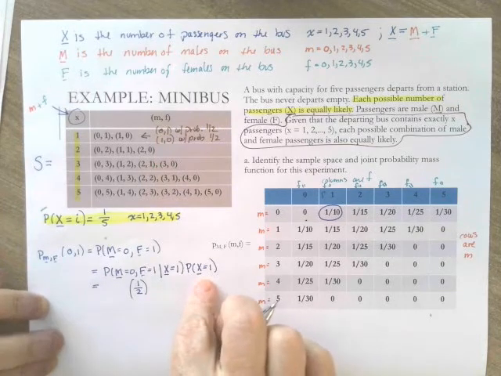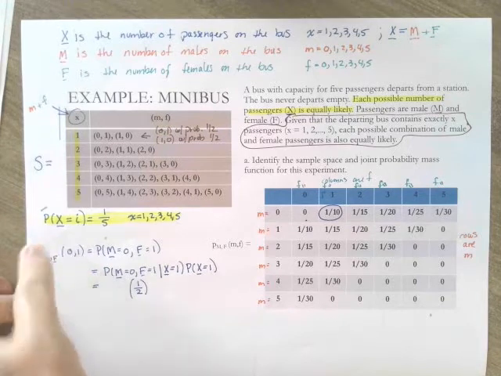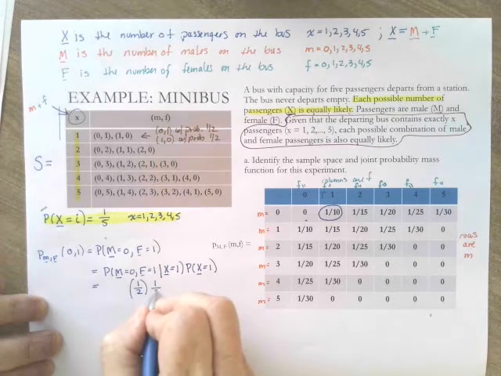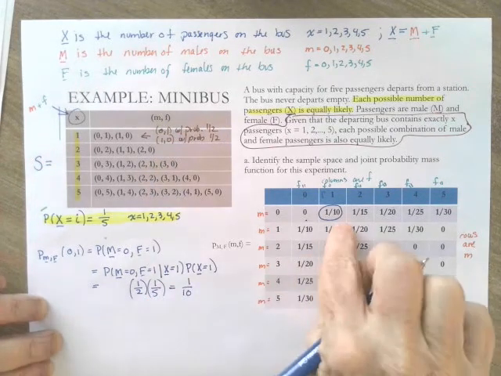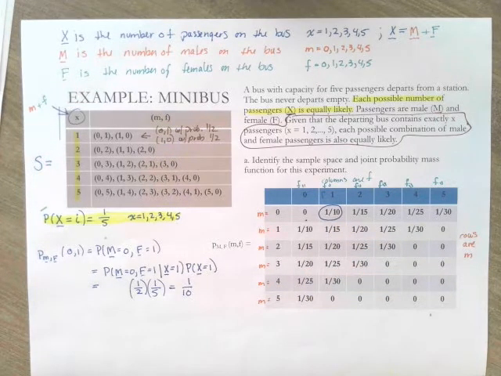And then what is the probability that x is equal to 1? Well, that's the yellow highlight here. So the probability that we just have one person on the bus then is 1/5. And so that's where that 1/10 comes from right here. Just kind of wanted to point that out. So that's where that 1/10 comes from.